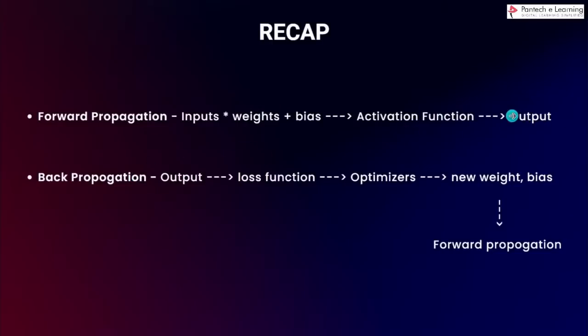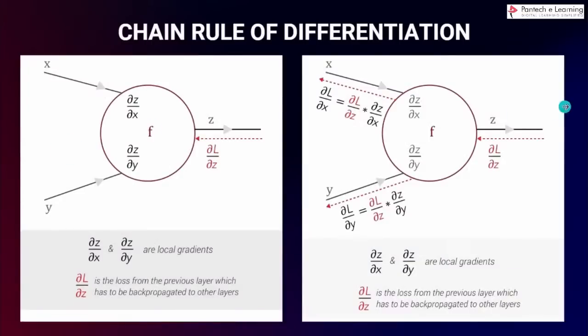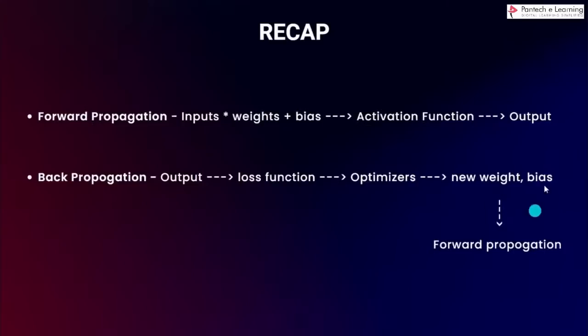When you get the output, a loss function is calculated to tell how good or bad it is, how far it is from the expected output, what is the difference between the original and the predicted one. And the loss is calculated. So with the loss, the optimizer will come into play to adjust the weight and bias. And how the weight and bias are adjusted is done through the chain rule of differentiation and back propagation.